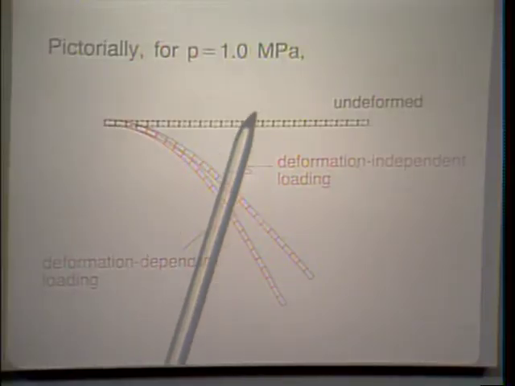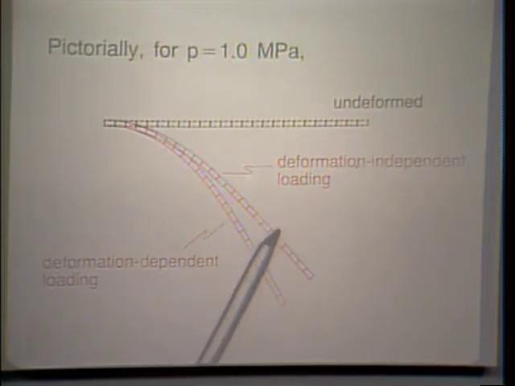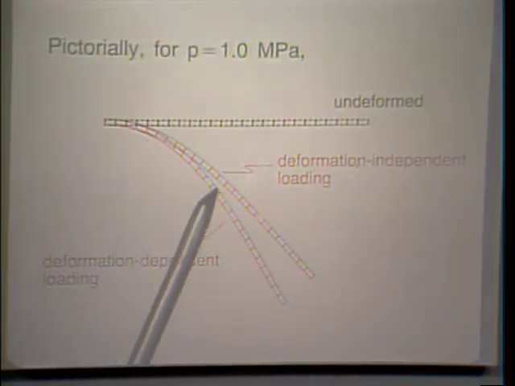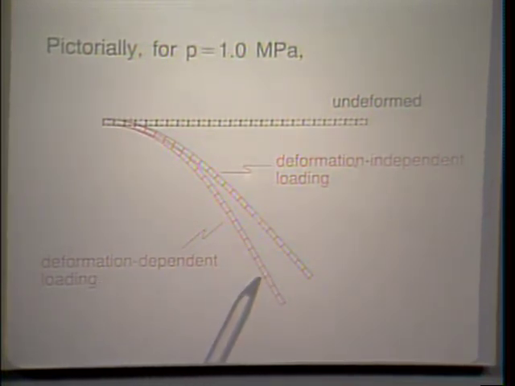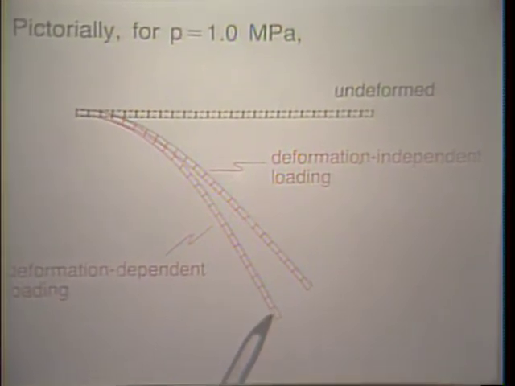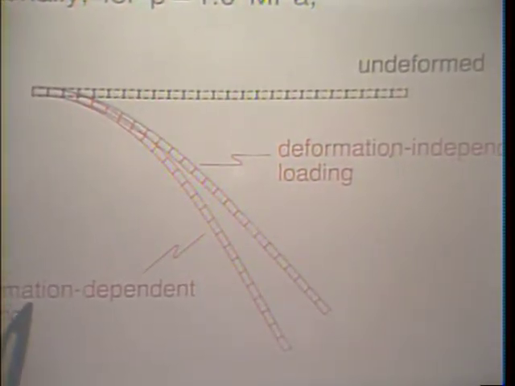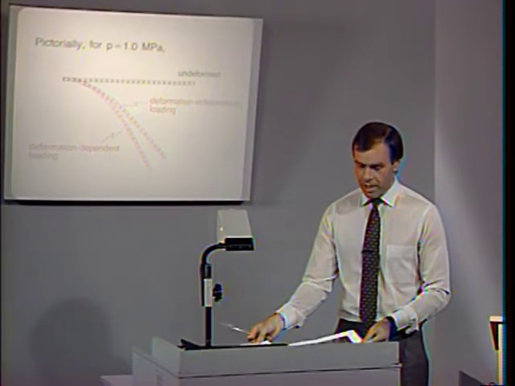Here is the original mesh, and here is the deformed mesh when we use the deformation-independent loading assumption, and here is the deformed mesh when we use the deformation-dependent loading assumption. Notice, of course, that the deformations are larger when we have assumed that the loading is deformation-dependent. Let us now look at the next example.